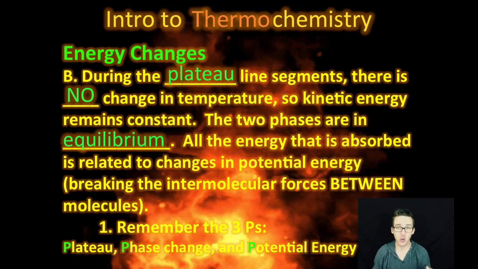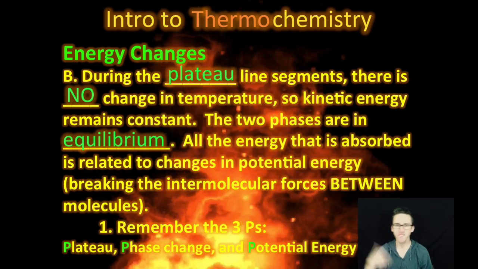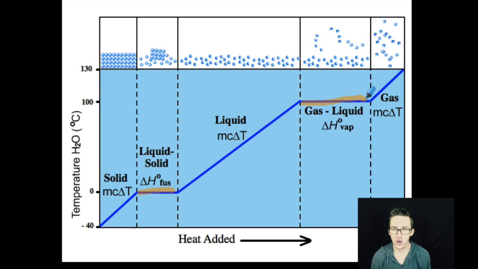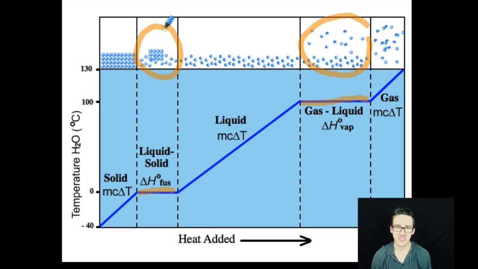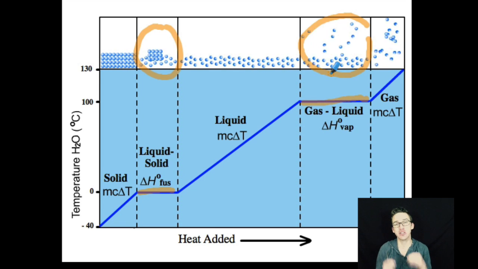So for the plateau line segments, remember the 3 P's: plateau, phase change, potential energy change. Plateau, plateau. Again, notice we've got 2 phases in equilibrium. The temperature remains constant. All the added heat goes to overcome the forces of attraction that are in between the particles.